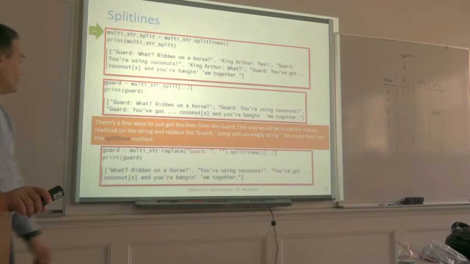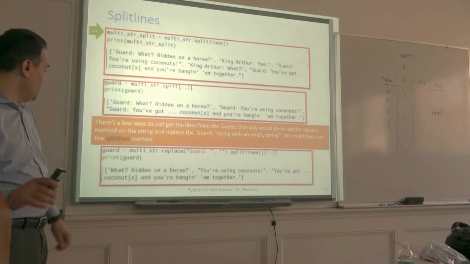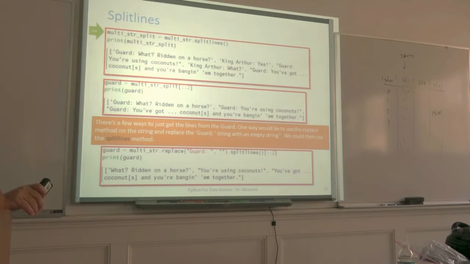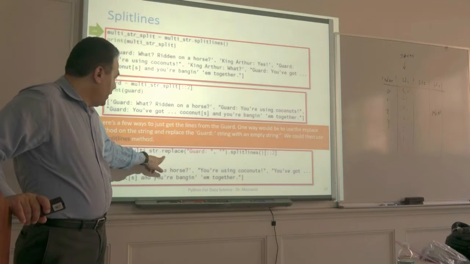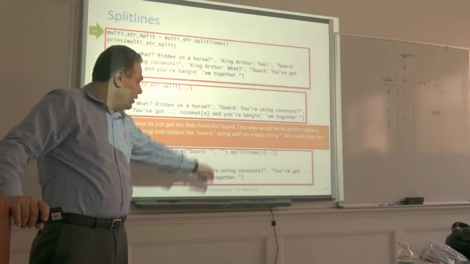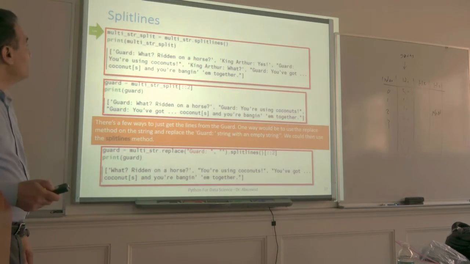So guard, right? There are a few ways to just get the lines from the guard. One way would be to use the replace method. Also, there's another way. So you have the string, replace guard with nothing, remove guard, and then split lines.